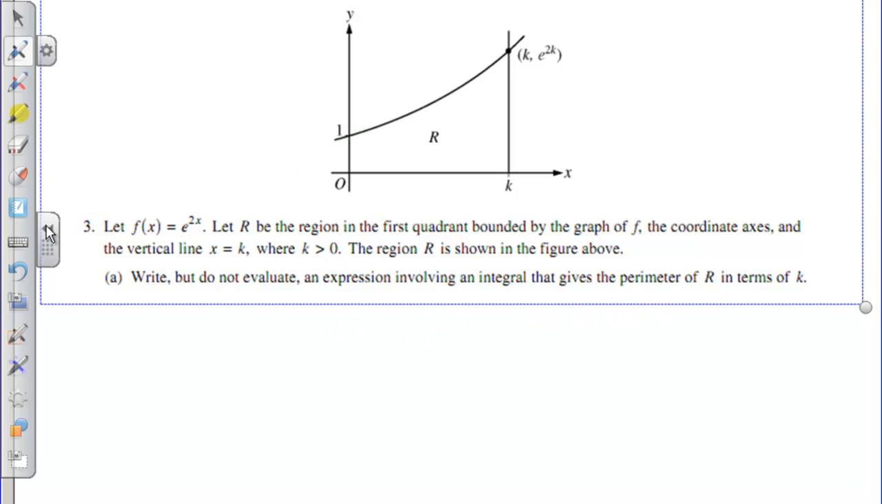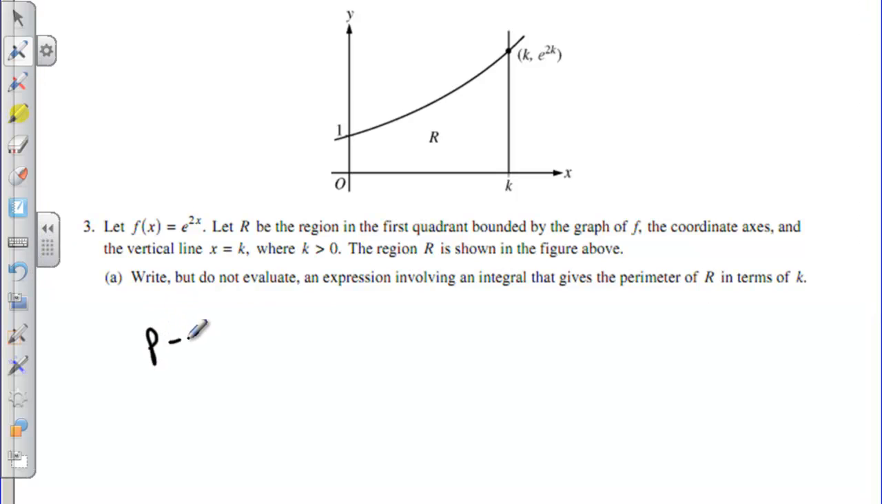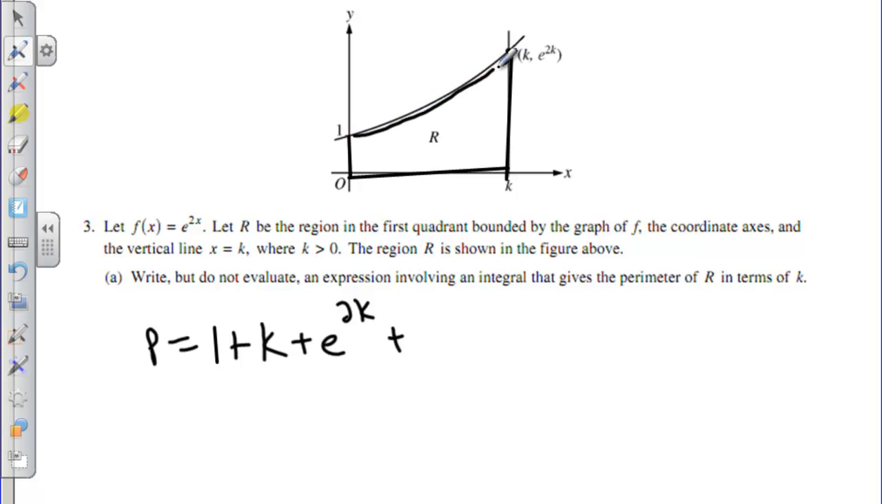So let's do the easy parts first. My perimeter is going to be the left-hand side, the bottom, the right-hand side. Those are easy to add up. This y value is 1, so that first length is 1. Plus, this value out here is going out to k. So the base has a length of k. Plus, the right-hand side has a y value of e to the 2k. So those are easy to count. But what I can't count is the length of this curve right here. And that's where I'm going to use my formula.